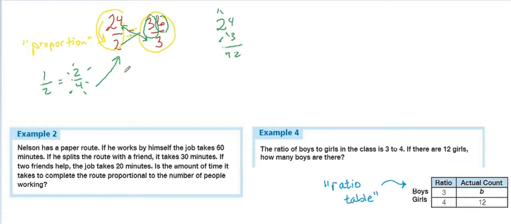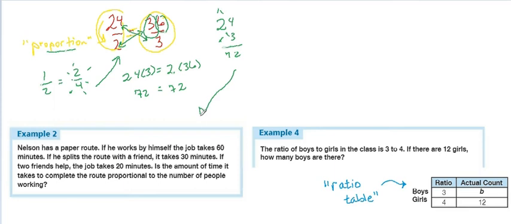So 24 times 3, we could show like that, is the same as 2 times 36, or 36 times 2, right, commutative. The cross products from this proportion are indeed equal. Therefore, it's in proportion. That's a way you can check, by cross multiplying and setting those values equal to each other. They should be equal.